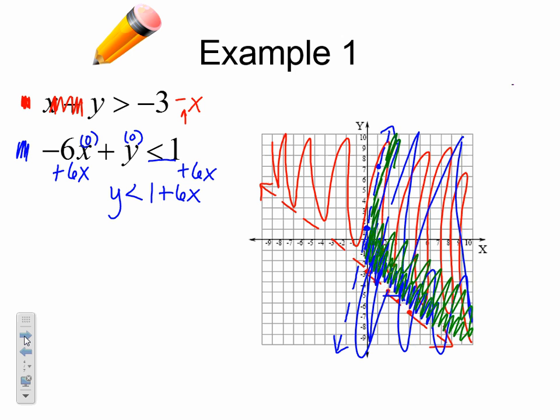Not just blue, not just red, but where those shadings overlapped each other. This is my final solution region. That means all of these points technically work for both inequalities that we started with. Okay, that's the goal of what we're looking at today. Let's keep going and do another one.